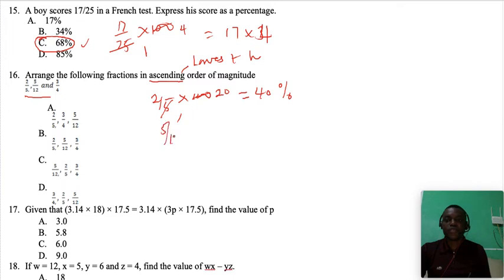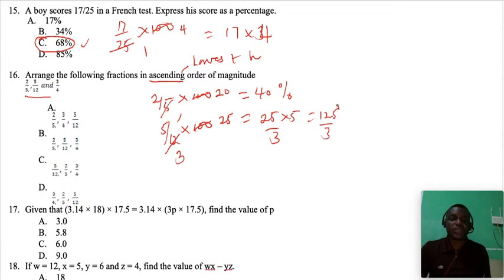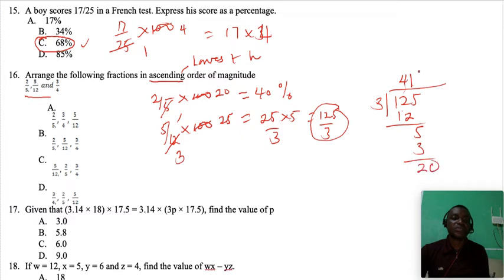Then we come to 5 over 12 times 100. Let's use 4. 4 goes into 12 three times, and 4 goes into 100 twenty-five times. So you get 25 times 5 over 3, and 25 times 5 is 125 over 3. If you do long division for this, 3 goes into 12 four times. 4 times 3 is 12. Subtract to get 0 and bring down the 5. 3 goes into 5 once. Subtract, and you get 2, and adding 0 gives 0.6. So 5 over 12 will give us 41.6%.